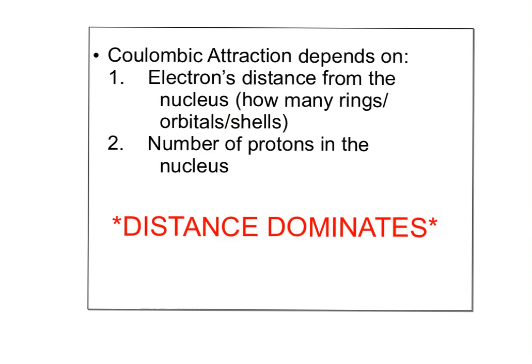So here's the big takeaway. Coulombic attraction, remember, which is the attraction between the positive proton and the outermost electron, the valence electron. It depends on the electron's distance. So that's how many rings or orbitals or shells, all of those mean the same thing. Okay, more rings means less Coulombic attraction.